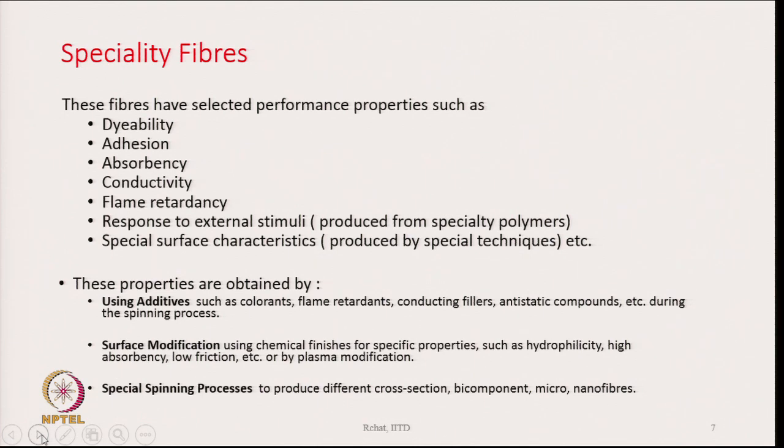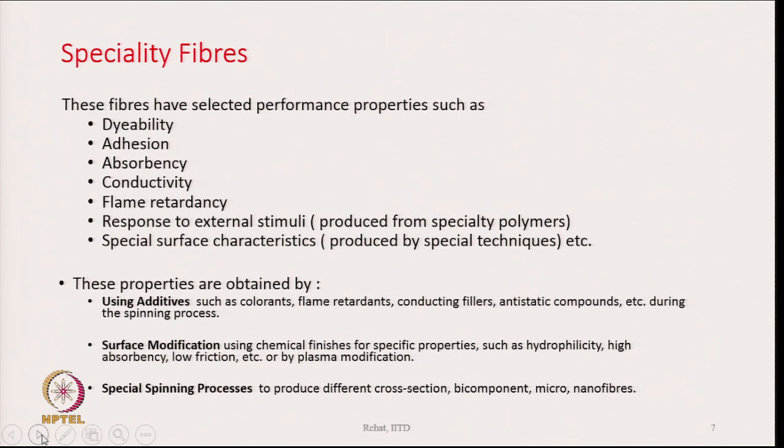So, these properties are obtained by using additives such as colorants, flame retardants, conducting fillers, antistatic compounds, etc. during the spinning process, or the surfaces are modified using chemical finishes for specific properties such as hydrophilicity, high absorbency, low friction, etc., or by some plasma treatment.